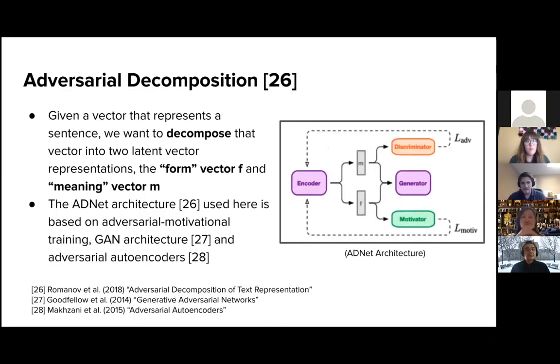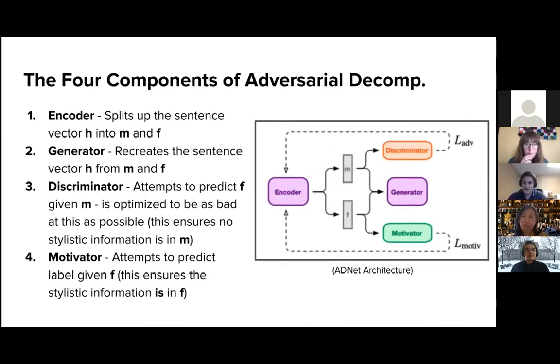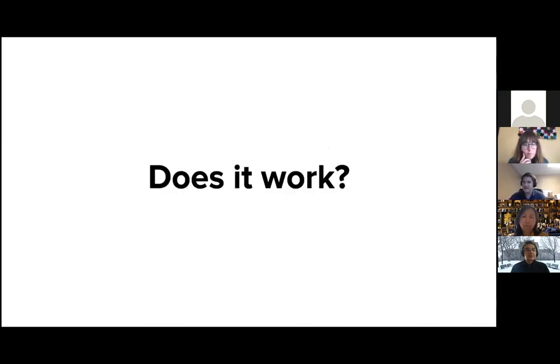So this is where adversarial decomposition comes in. We did a bit of a proof of concept study. We wanted to take an input sentence and decompose it into meaning and style. I don't have too much time for the details of this architecture. The point is that it takes a sentence and splits it up into a style vector and a meaning vector. Does it work? Actually, yeah.